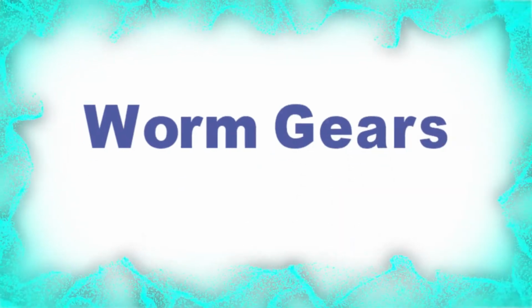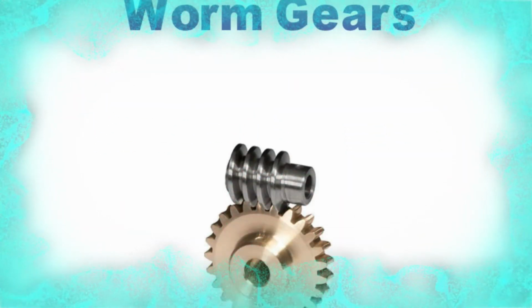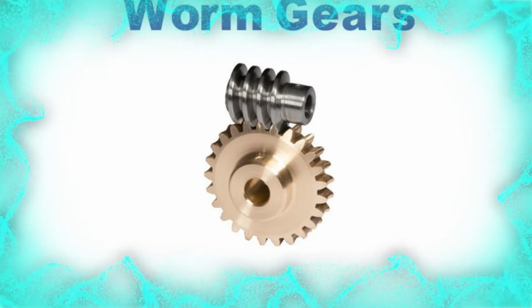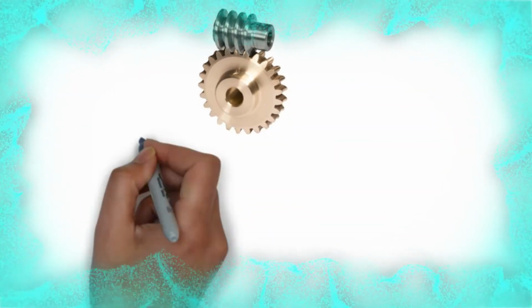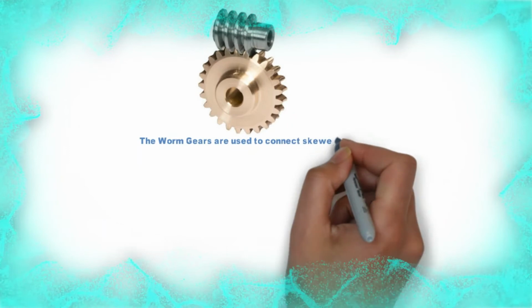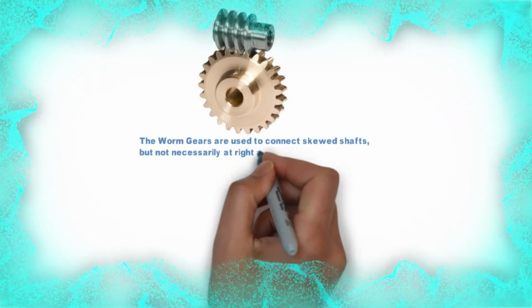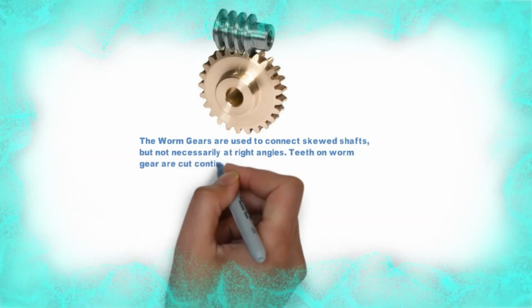Worm gears. The worm gears are used to connect skewed shafts, but not necessarily at right angles. Teeth on the worm gear are cut continuously like the threads on a screw. The gear meshing with the worm gear is known as the worm wheel, and the combination is known as worm and worm wheel.